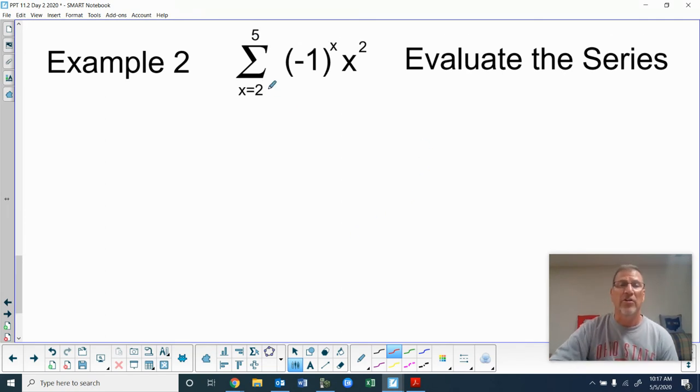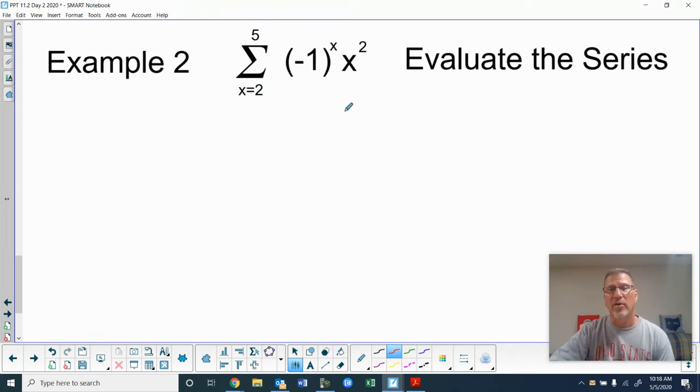Okay, now our lower limit is 2. So you don't always start at 1. You start at whatever they give you. Sometimes they'll start at 0. So whatever that is, that's the first number you put in. In this case, for x, I said they could use any letter you want for the index. And this is where we stop substituting in. So we're going to substitute in 2, 3, 4, and 5.